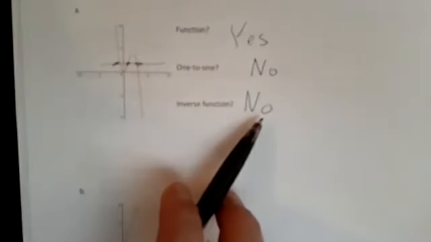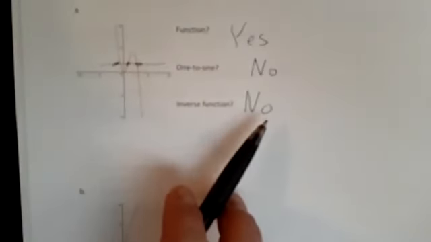For the one we just did, it's not one-to-one because it fails the horizontal line test. For it to be one-to-one, it has to pass both the vertical and the horizontal, right? This has to be yes, and this has to be yes for this to be yes.